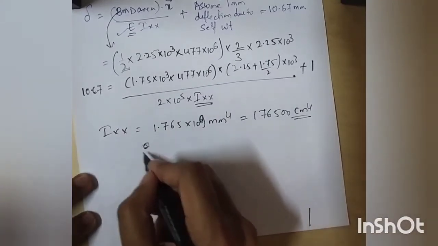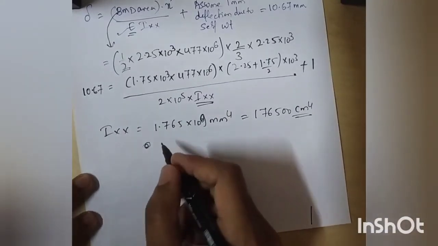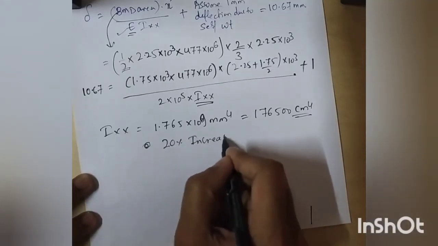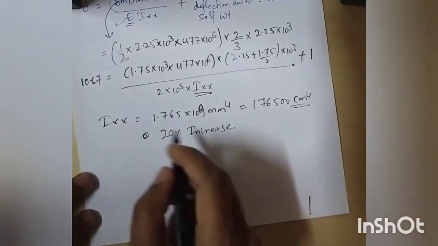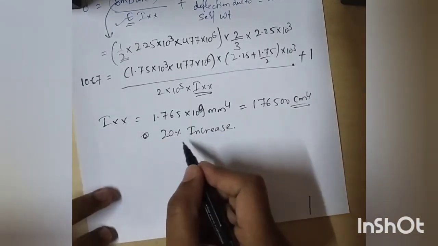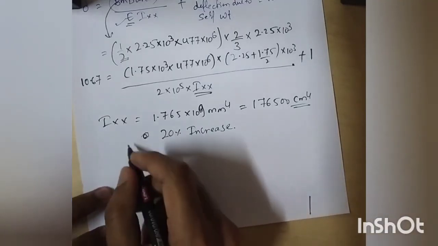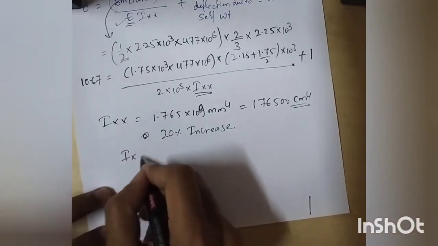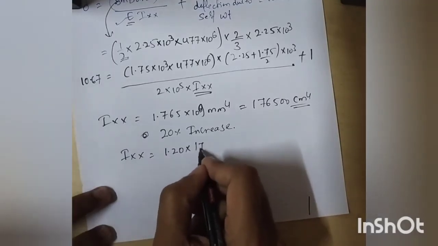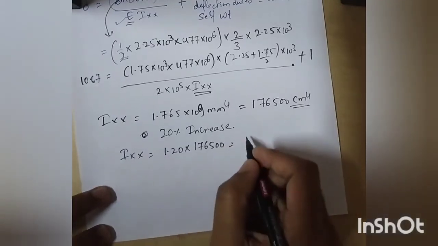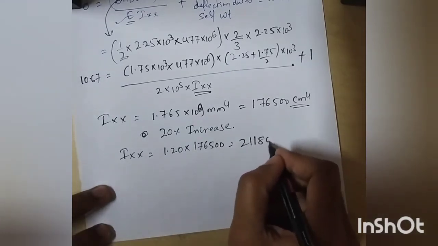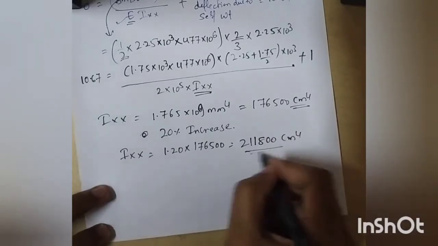Now roughly we'll increase it by some 20%. It can be anything between 10 to 20%, but to be on the safer side, this value will be increased by 20%. So Ixx is equal to 1.20 into 1.76500, which is roughly around 211,800 centimeter raised to 4.